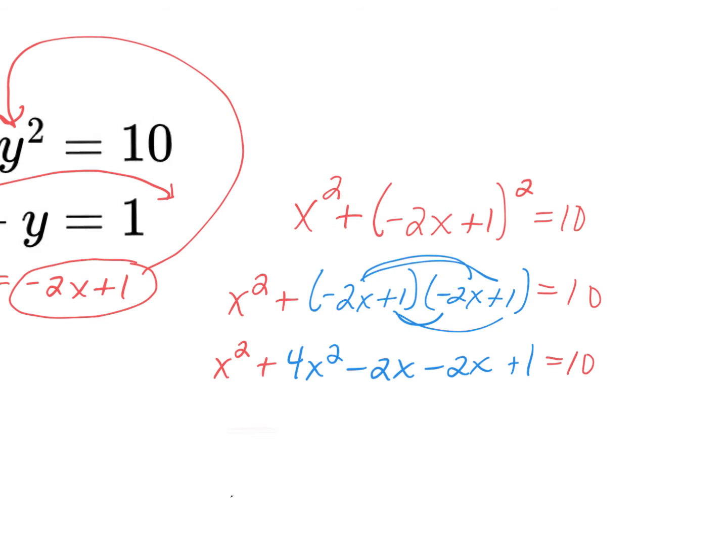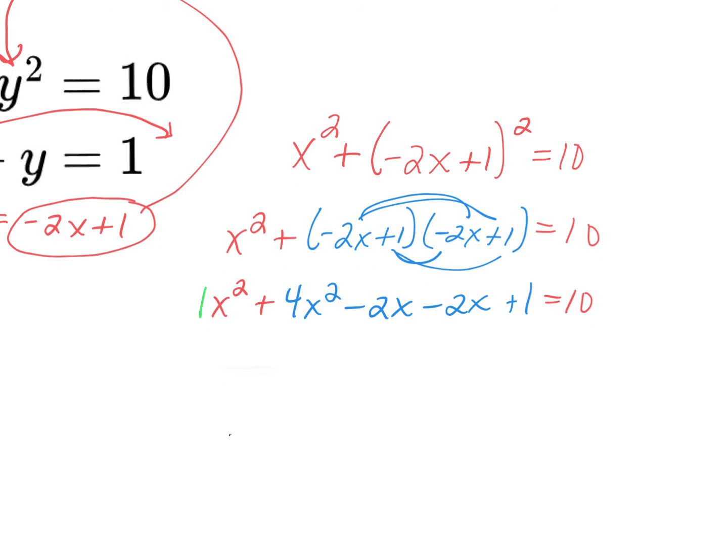So if we combine like terms, I have 1 x to the second plus 4x to the second gives me 5x squared. I have a negative 2x and a negative 2x gives me negative 4x. And then I have plus 1 and then equals 10. Well, we need to move that 10 to the other side. When I do that, I would subtract 10 from both sides. So that would give me minus 9 equals 0. And now we just have a regular quadratic that you guys have done 1,000 times. You guys can do this.